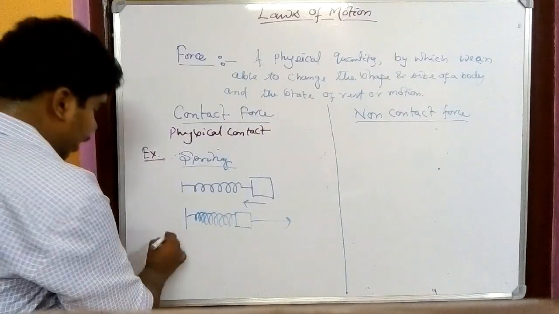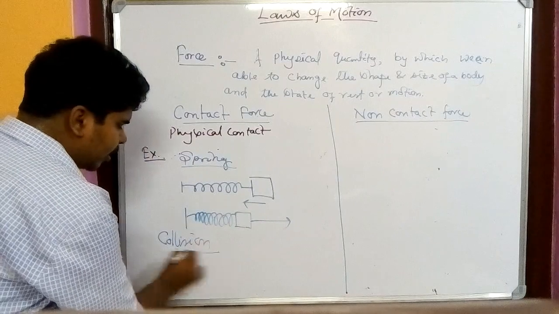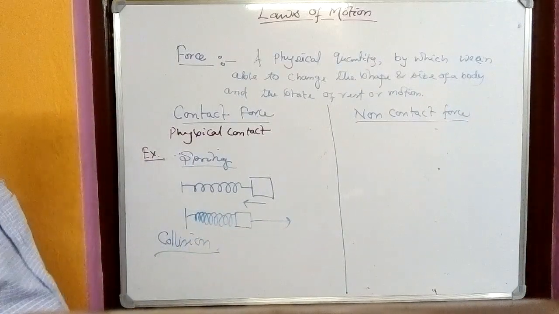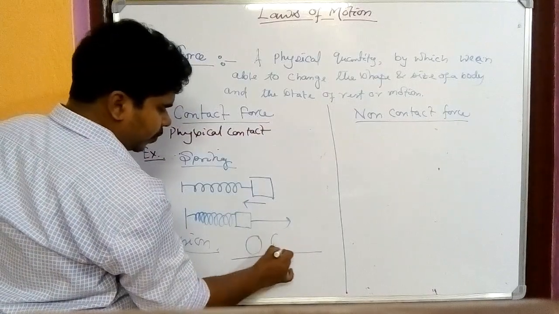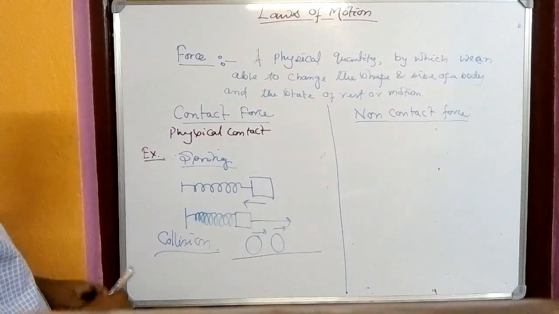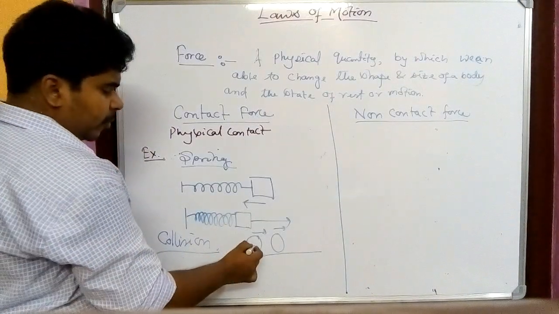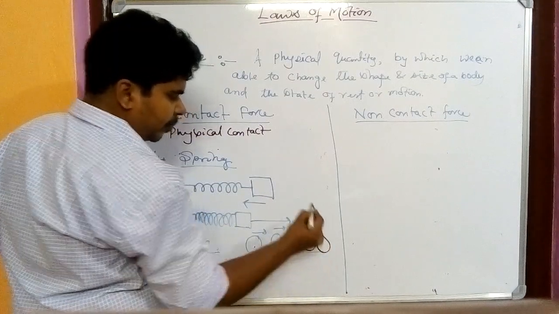Not only that, the next thing, collision, is just the same. That's why I'm writing them together. Collision means, assume two bodies are moving in the same direction. After a certain time, this body connects with the first body.